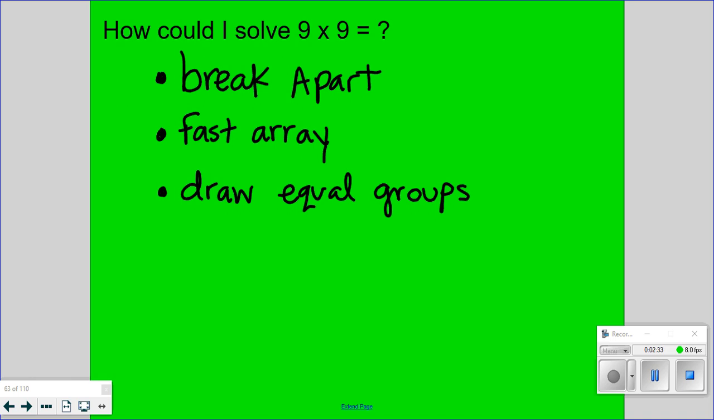Heidi? I have a strategy that we have. Ariana? A bar model. A bar model is not going to necessarily help you solve it. A bar model just helps you get an equation.